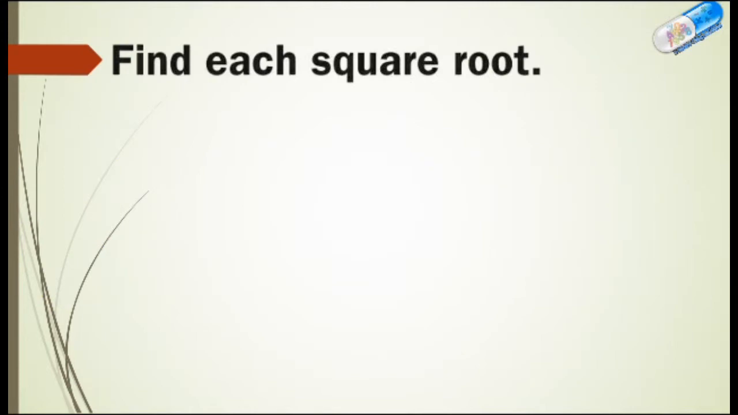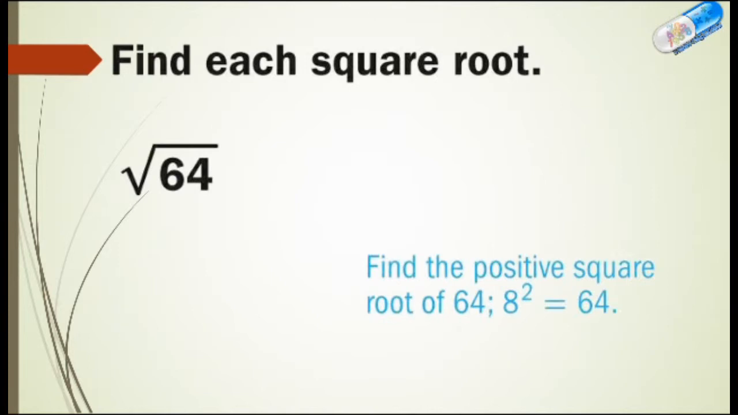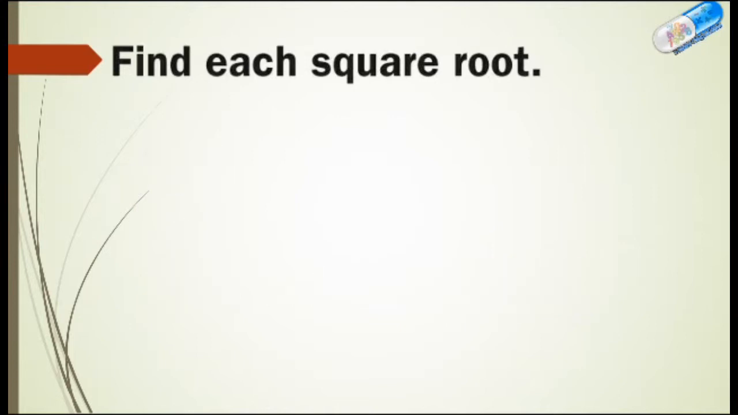Examples. Find each square root. Find the square root of 64. To find this, find the positive square root of 64. We know that 8 squared equals 64, because 8 times 8 in the table of 8 equals 64. So 8 squared is 64. This means that the square root of 64 equals 8. And of course 64 is one of the perfect squares.